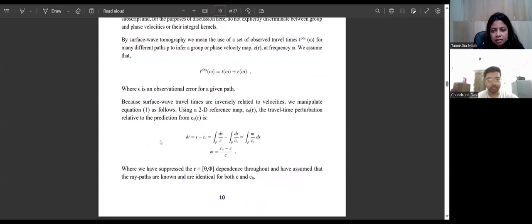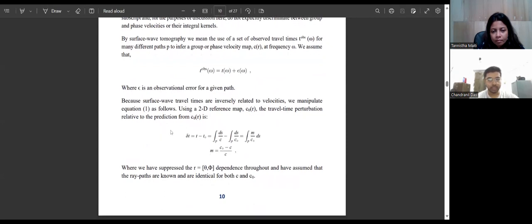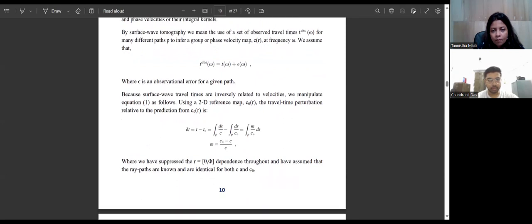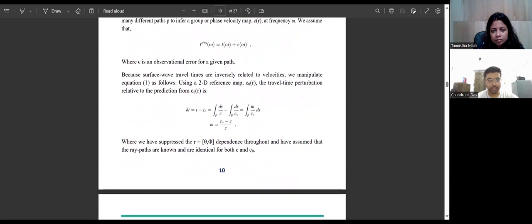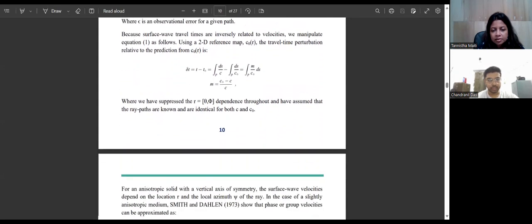So next, ma'am, the inverse related to the velocities we're taking. That is the 2D reference map, travel time perturbation related to the prediction error. Not much will be understandable from this particular theory, but coming on to the work that has been done, that is a bit more explainable. So sure, let's go.